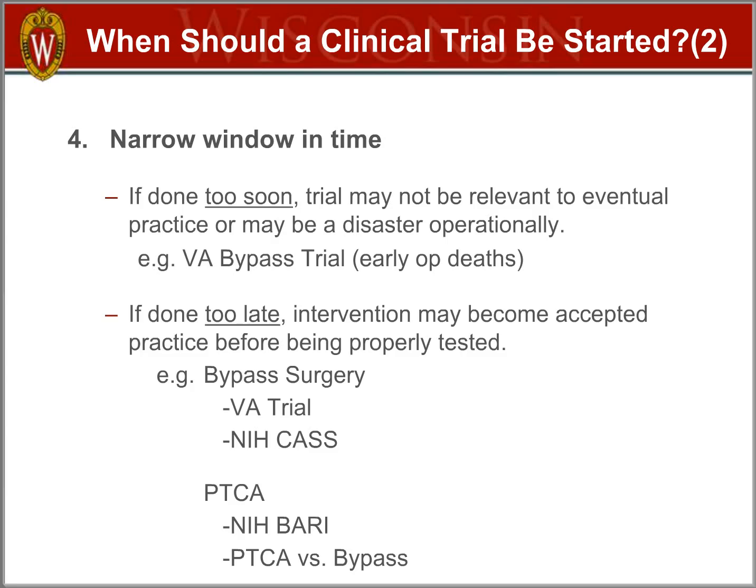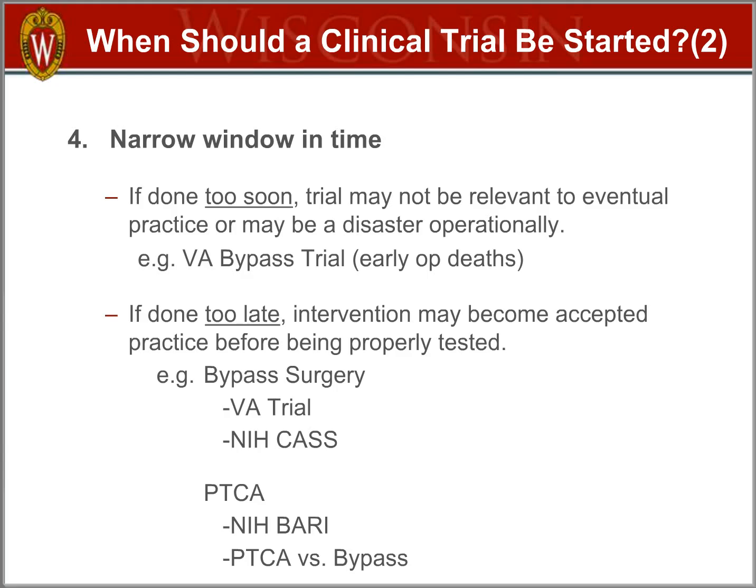The bypass surgery trial, for example, we talked about the VA trial being done too early. A few years later, the NIH started a trial called the Coronary Artery Surgery Study. It was a randomized trial of surgery versus best medical care. However, the window was almost closed because less than 1,000 patients were randomized in that trial, but several thousand patients were put into a registry because people believed at that point that bypass surgery worked. The PTCA, or percutaneous transluminal angioplasty, was a window that opened and closed very quickly, and no trial was ever done that compared PTCA versus best medical care. What was done, for example, is comparing PTCA versus bypass surgery.